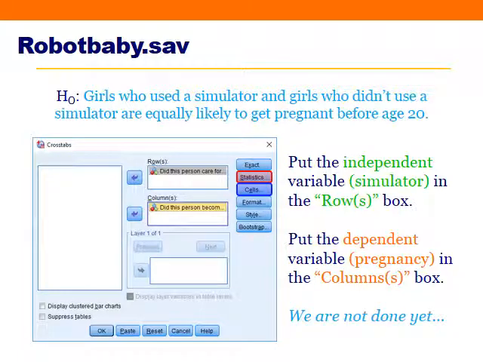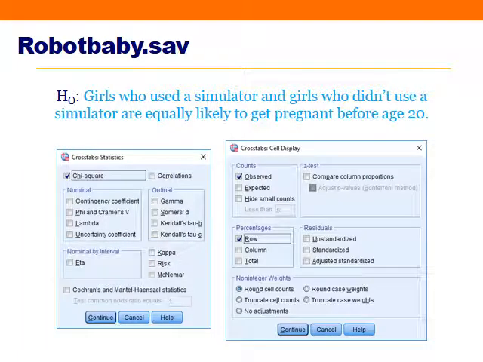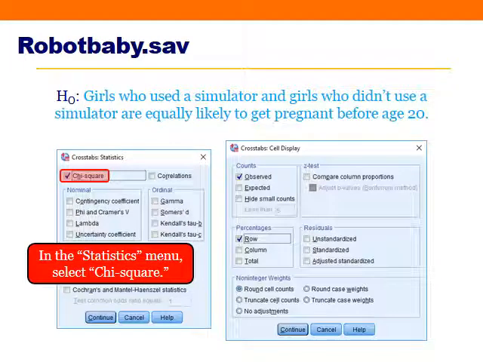We're not quite done yet. We have to do some things in both the statistics menu and the cells menu before we can click OK to run the analysis. First, in the statistics menu, we're going to make sure to check the box next to chi-square. If we don't check that box, we won't actually get the results of the two-way chi-square test. So that one's particularly important.